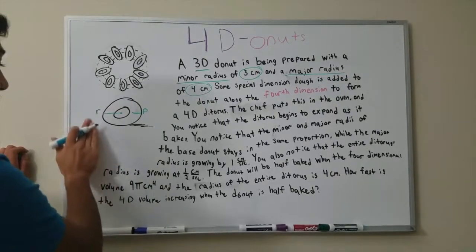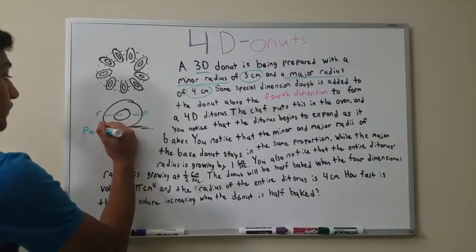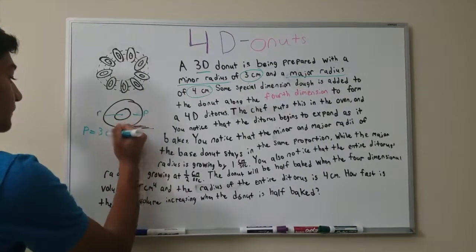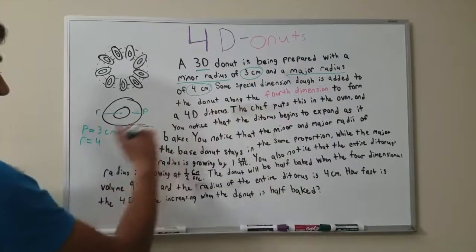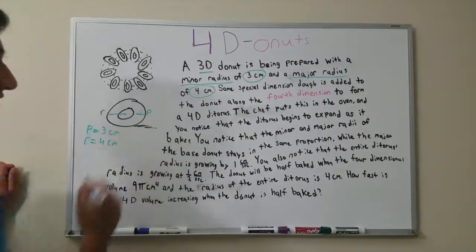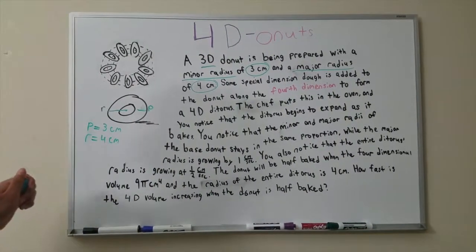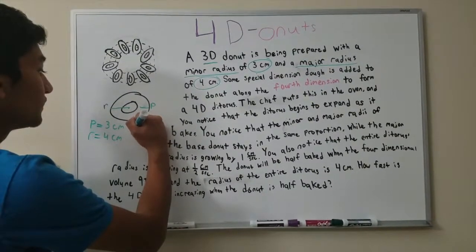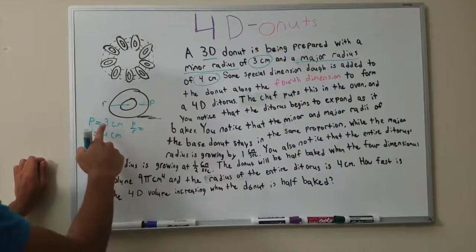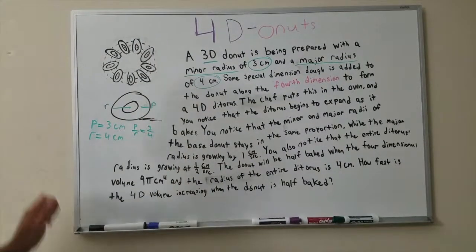Or actually, first, we should note that P equals 3 centimeters and R also equals 4 centimeters. And since P and R will stay in the same proportion as the donut expands, we can say that the ratio of P to R will be equal to 3 centimeters over 4 centimeters, or 3 over 4.